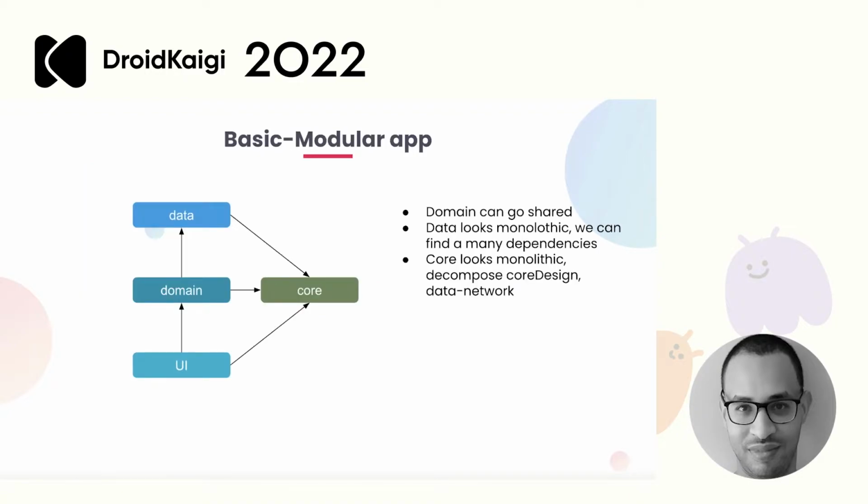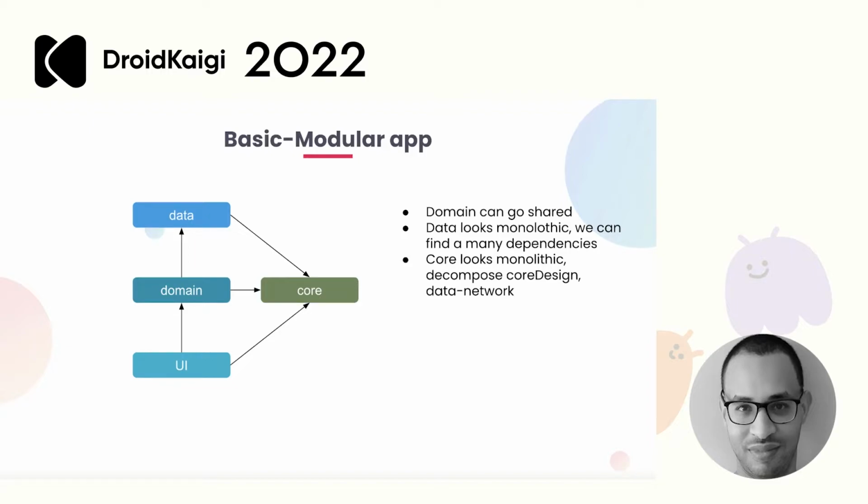Now we can look at a basic modular app, where the graph looks like this, where the app depends on three modules with the principal layers: UI, domain, and data. In this case, UI is not recommended to be shared as usual. The domain layer can have a lot of use cases that can be shared easily, so we can split the domain layer or extract the shared content.